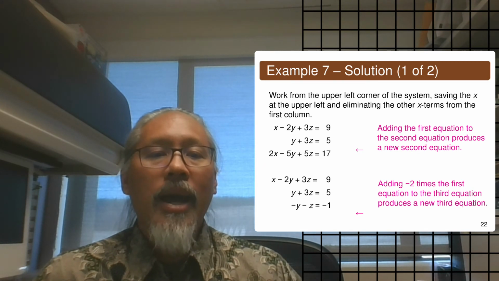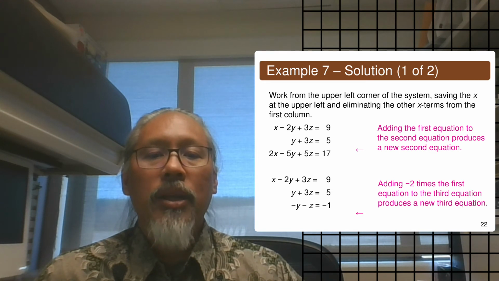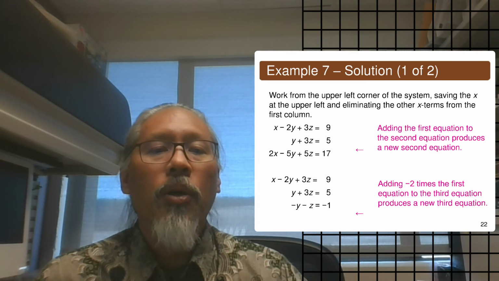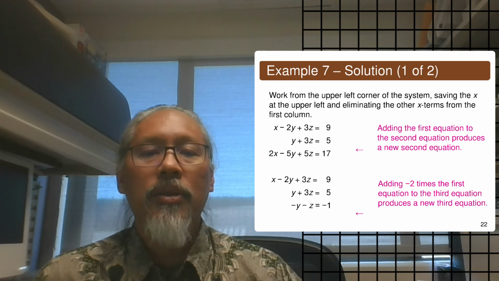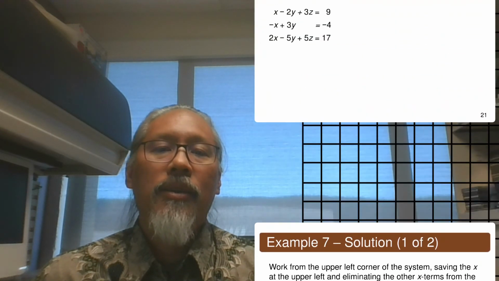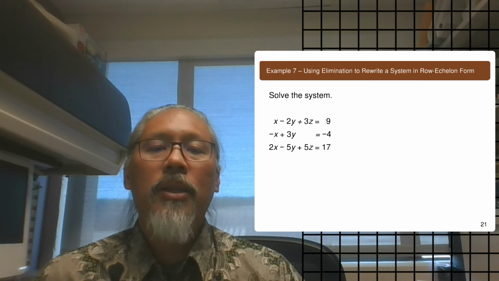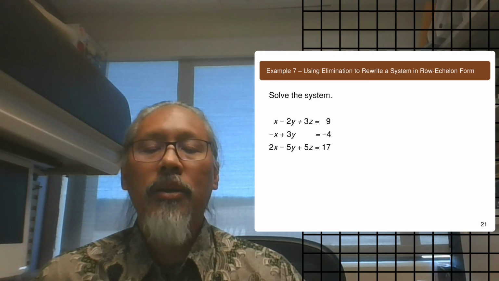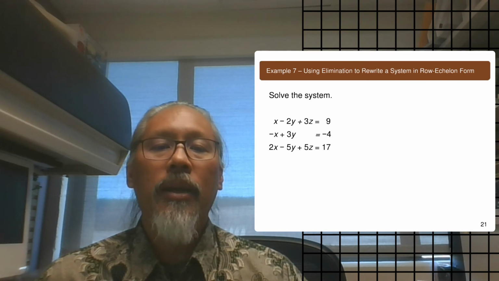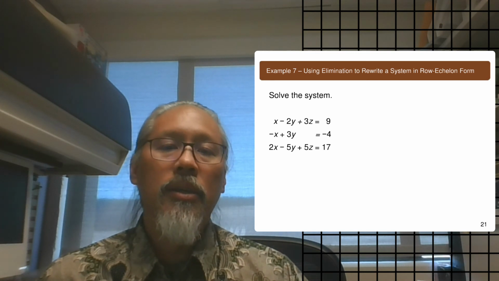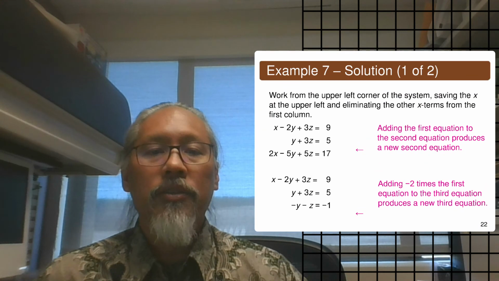And what we can do is add the first equation to the second equation, which produces a new second equation. Going back to the example, if we add x plus negative x, we're going to get 0. If we add negative 2y plus 3y, we're going to get positive y. And then we add 3z, there's nothing here, so that's just going to be 3z. And then we add 9 plus negative 4, that's 5. So we're going to get y plus 3z is equal to 5. So that is our new second equation.